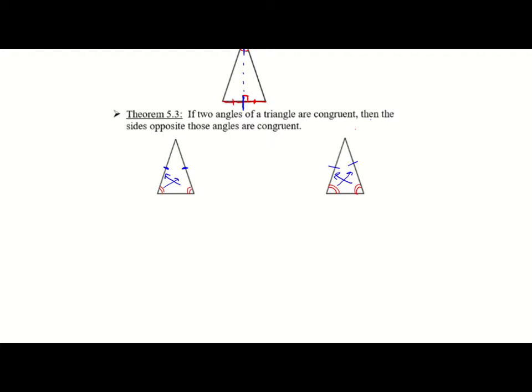So the way I want you to write that is, if we have two triangles, and I know that these two angles are congruent, then I know this, where our angles are congruent and our sides are congruent. Okay?